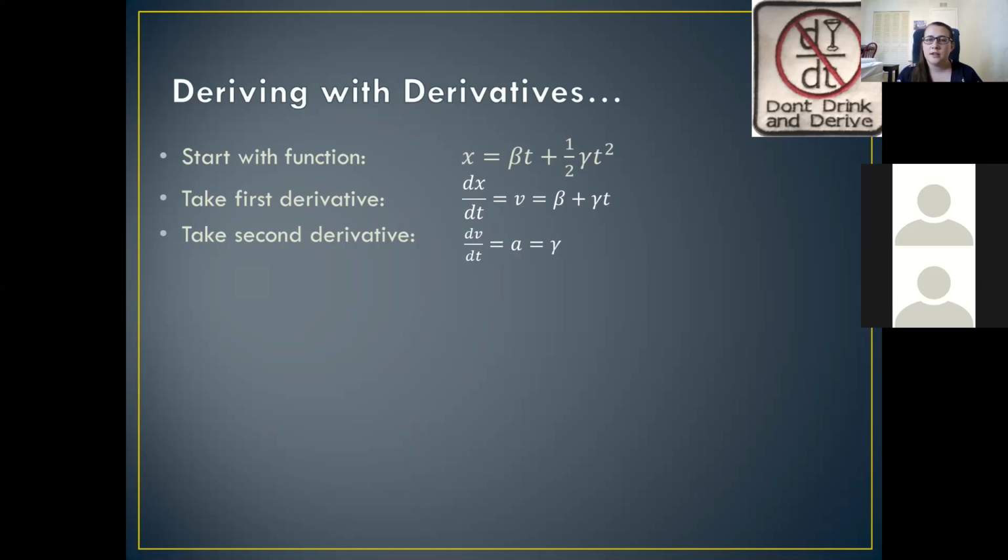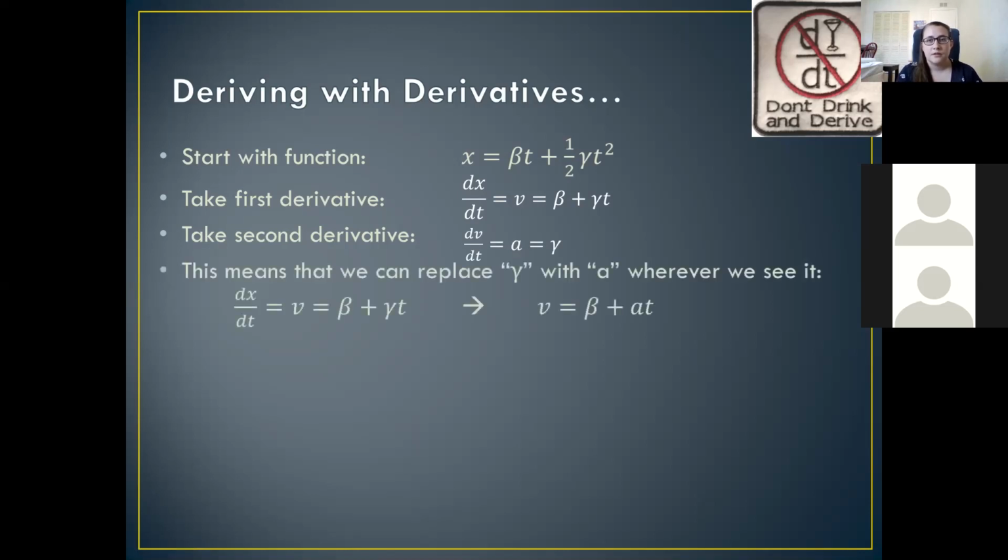Well, if we know the acceleration equals gamma, then anytime we see gamma in our equations, we can replace that with an a for acceleration. So I plug that into that second line there, the first derivative, dx dt equals velocity. So that equation becomes velocity equals beta plus at instead of beta plus gamma t, right?